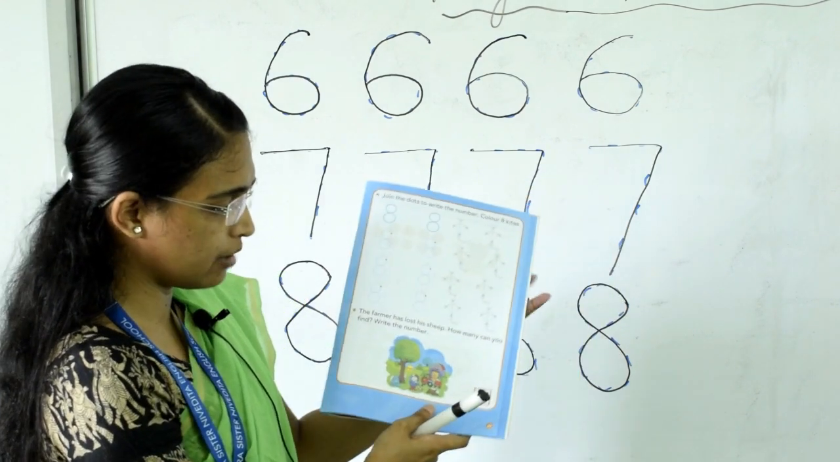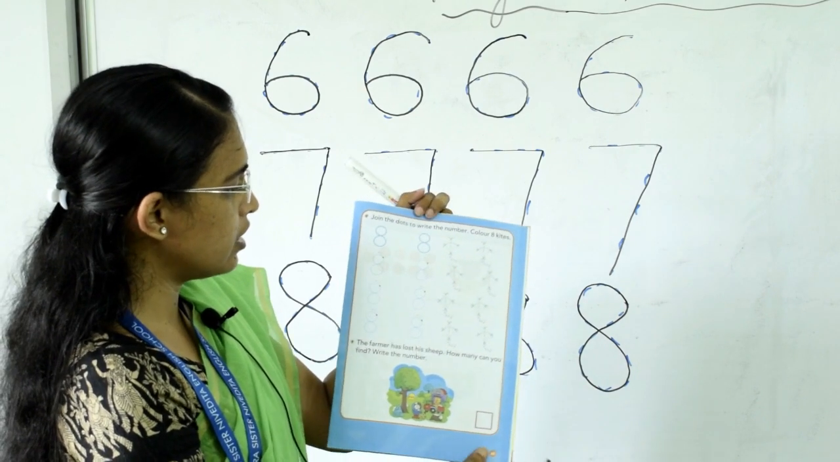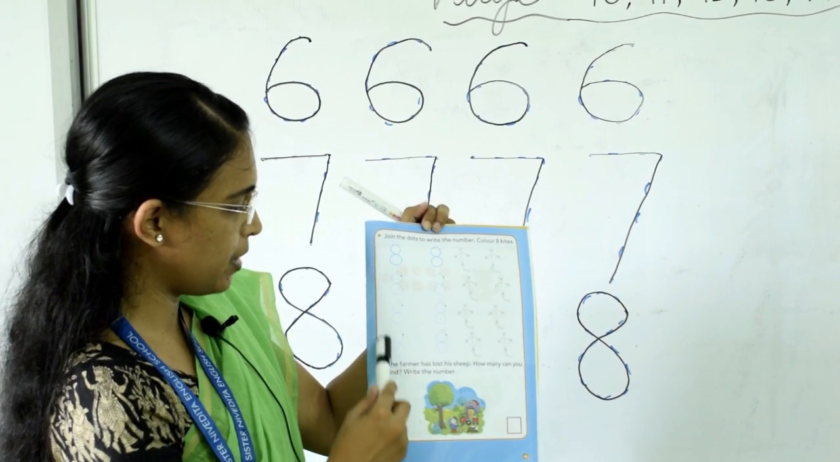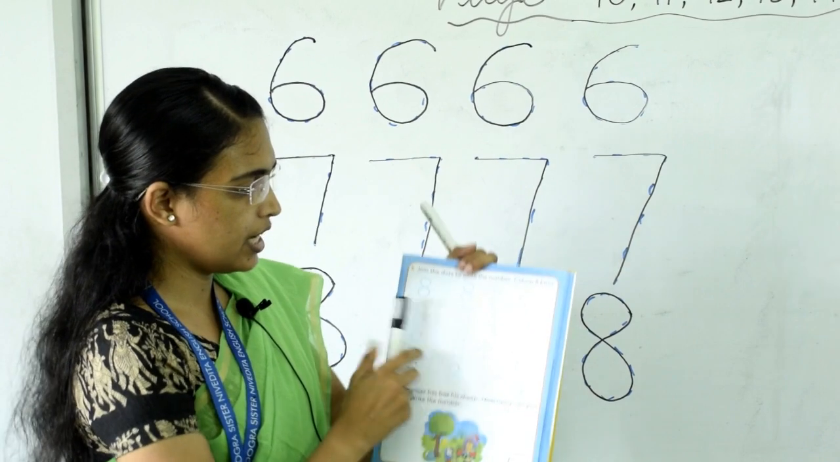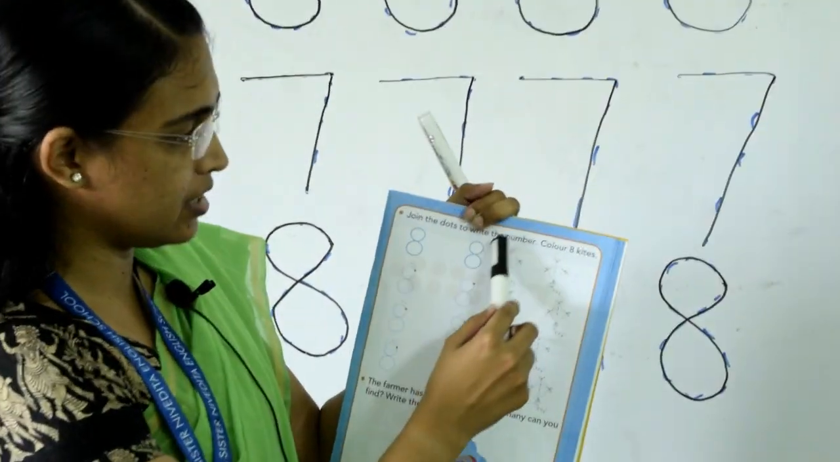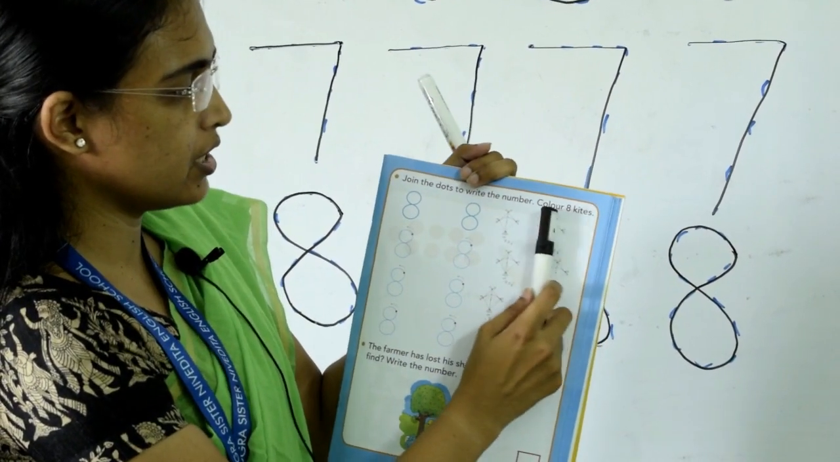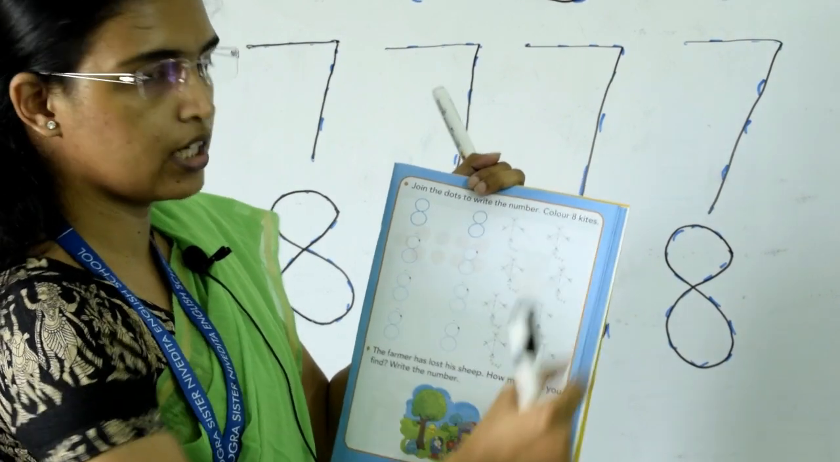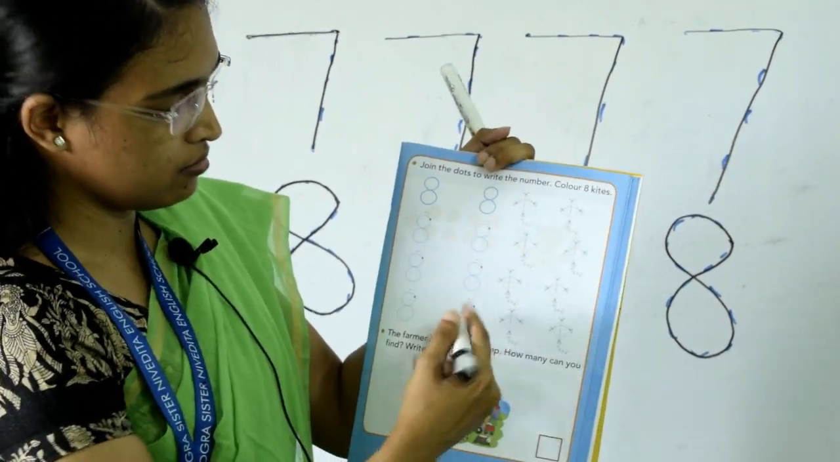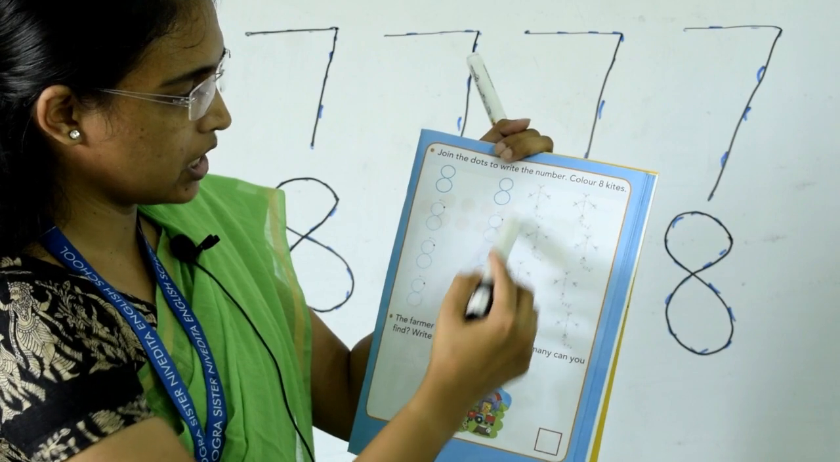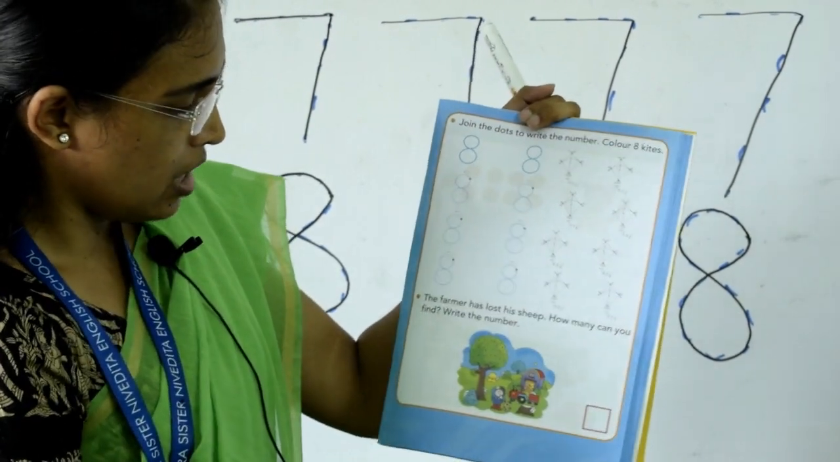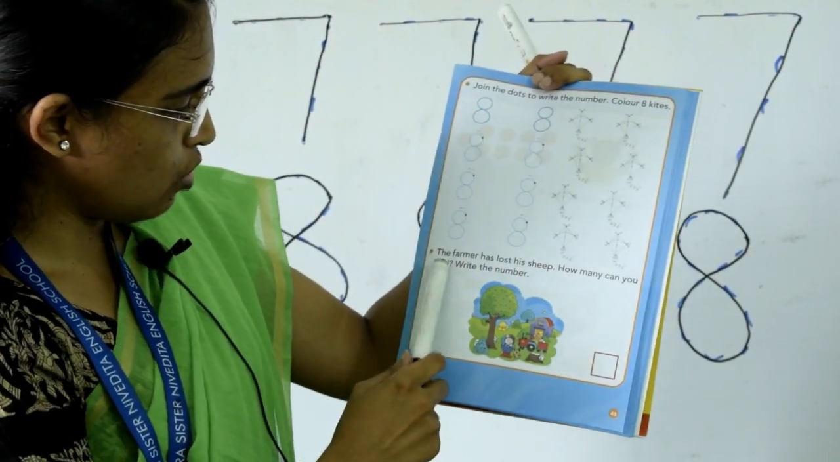Now turn the page, come to page number 45. Here again you have to trace the number 8 like this. Then you have to draw 8 kites, okay? So here it is written color 8 kites. Whatever color you like, you can use that color and color these 8 kites.